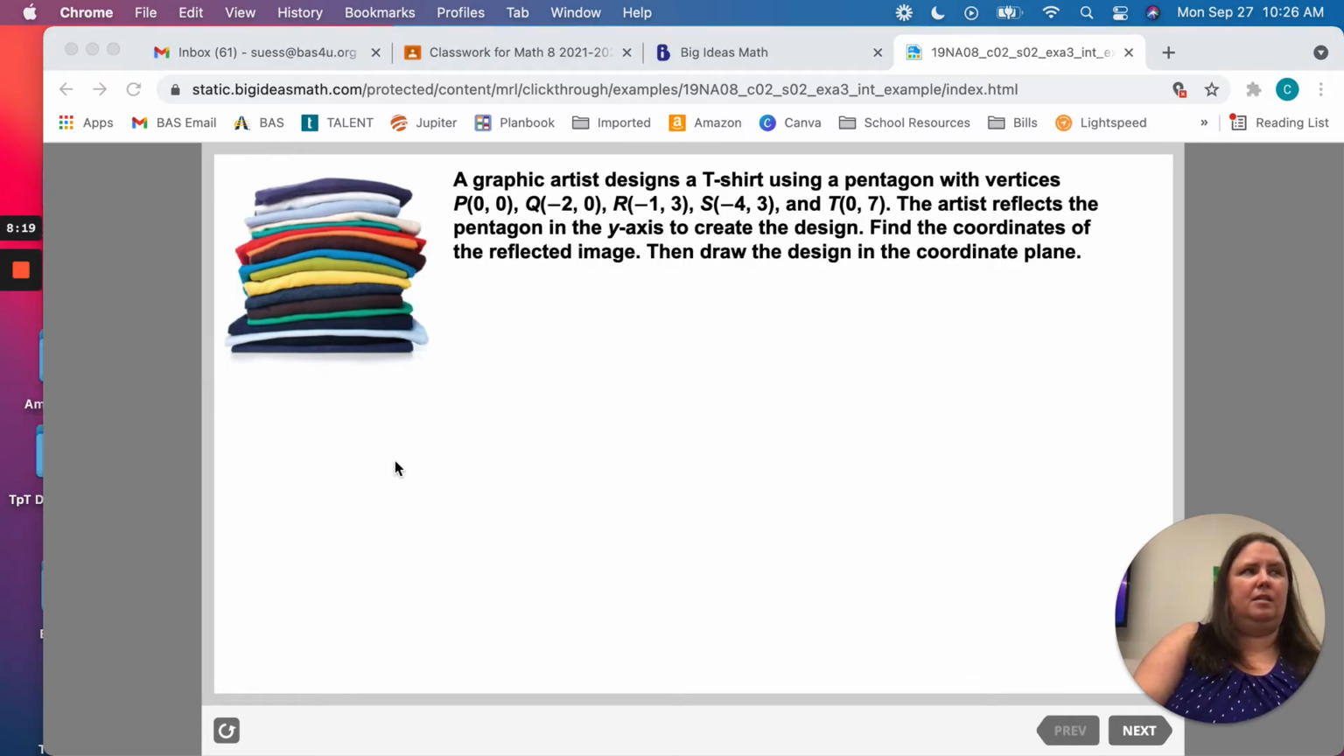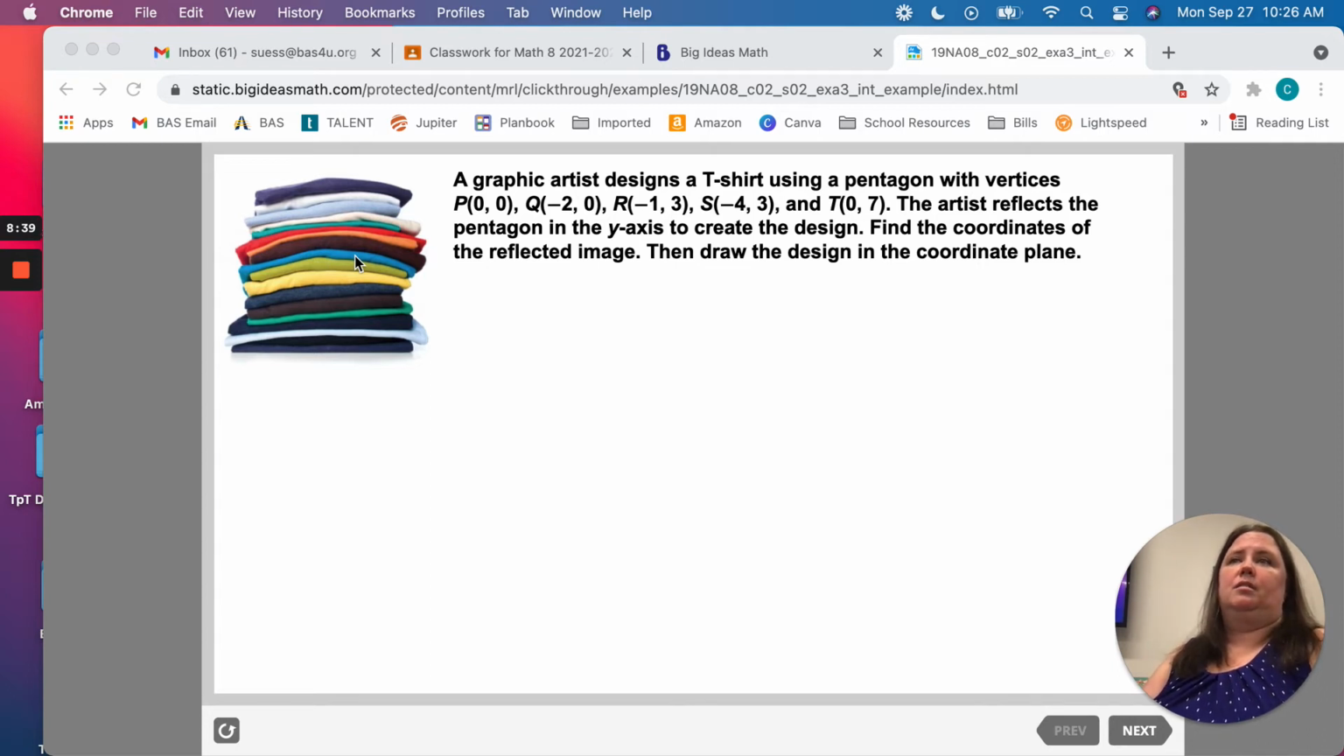Example 3? Yes. Hey, what are these? Textiles from history.